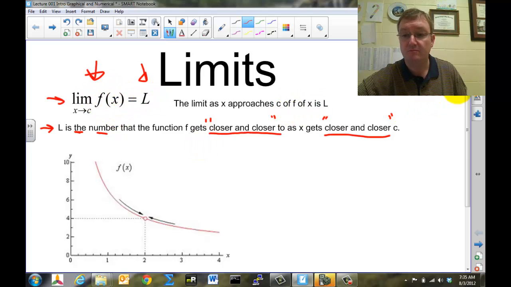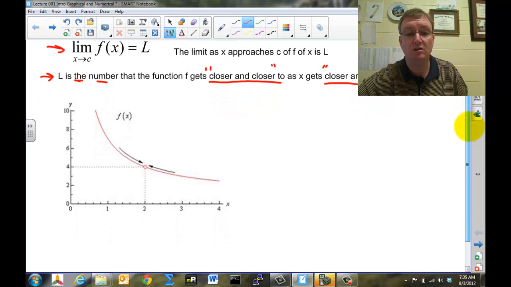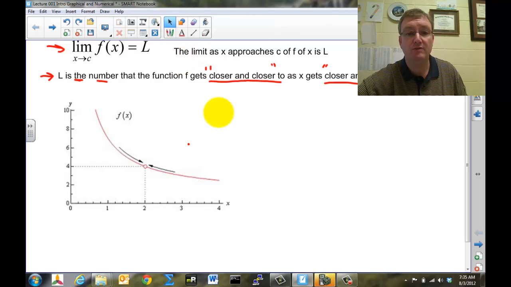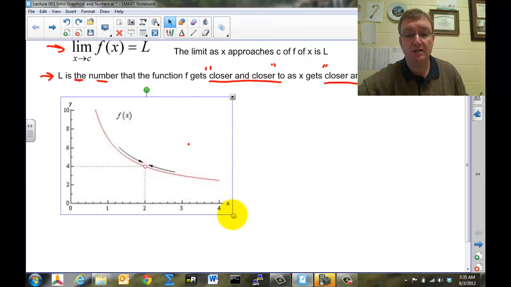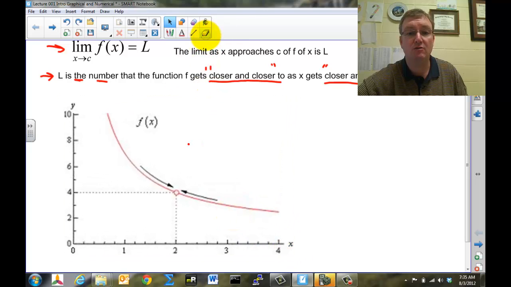Again, that's read as the limit as x approaches c of f of x equals the number L. Now let's move down to the graph here and talk a little bit about what we mean with that. We've got a graph here, and let's try to take our definition and match it up to what we're seeing on our graph. It says L is the number that the function f gets closer and closer to as x gets closer and closer to c. So let's start off and look back here at x and c.